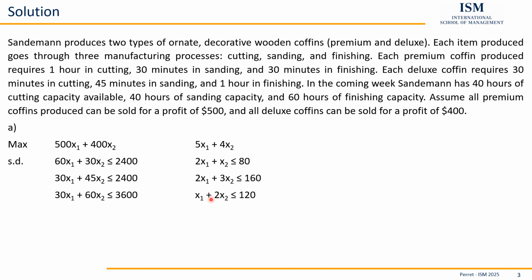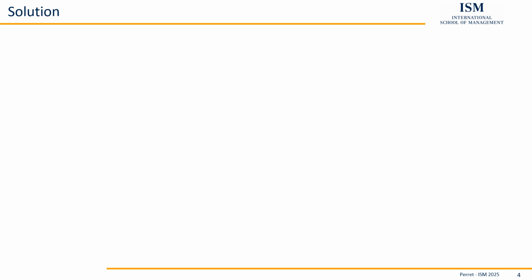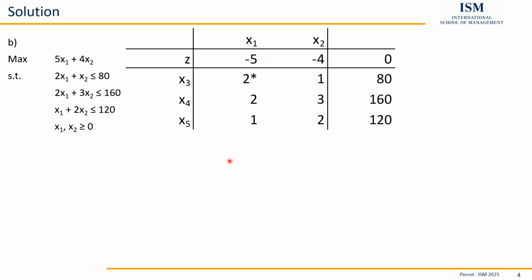We're almost finished. The only thing we need are the non-negativity constraints, because we cannot produce any negative number of coffins. So far so good for the first part. Using this, we can then start formulating our initial table to work with the simplex. For this, I'm just copying my problem. Then I'm going to build this table.